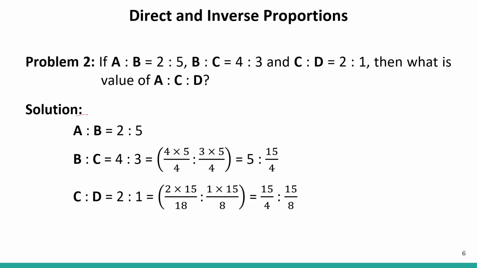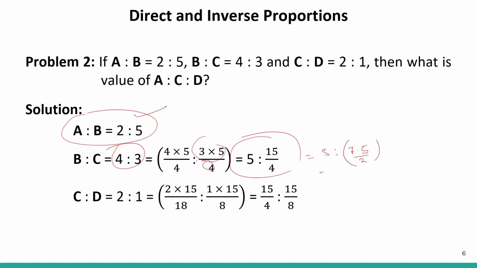Since it is given that A is to B is equal to 2 is to 5, and B is to C is equal to 4 is to 3, we multiply by 5 by 4: 4 into 5 by 4 is to 3 into 5 by 4. That is equal to 5 is to 15 by 4. That is equal to 5 is to 7.5 by 2. We can also write this as 5 is to 3.75.